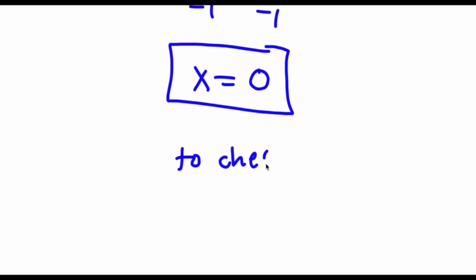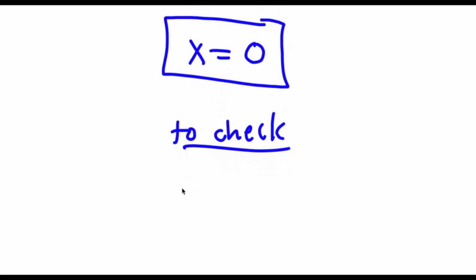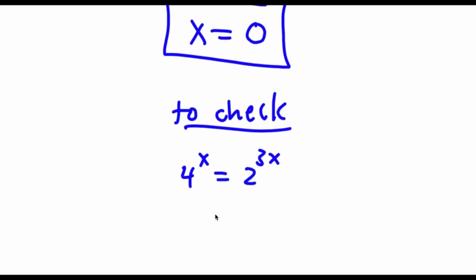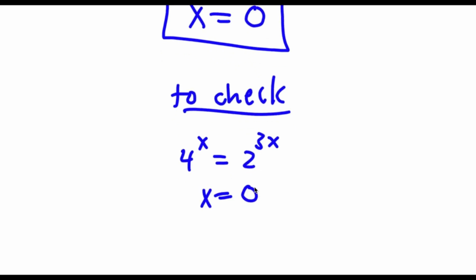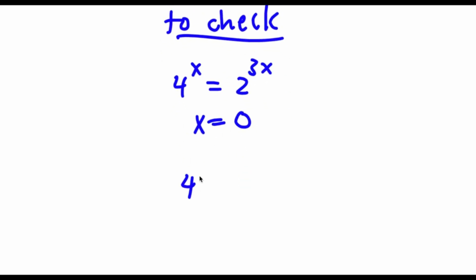Now to check, my original equation was 4 to the power of x is equal to 2 to the power of 3x. Now I know that x is equal to 0, so now I have 4 to the power of 0 is equal to 2 to the power of 3 times 0.